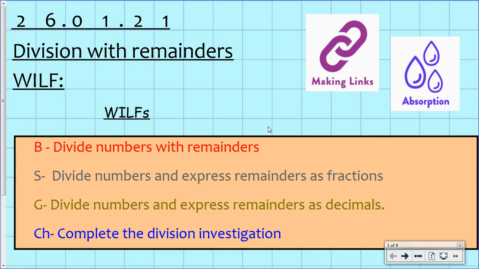So Bronze will just be recapping, presenting those numbers as a remainder something. On top of that, if you then go from Bronze to Silver, you're going to try and express remainders as fractions, and then if you then push yourself further onto Gold, you're going to represent remainders as decimals. Okay, so lots of making links to what you've done all week, but also lots of absorption for those fractions and decimals, so just really listen and watch what I'm doing on the slides.